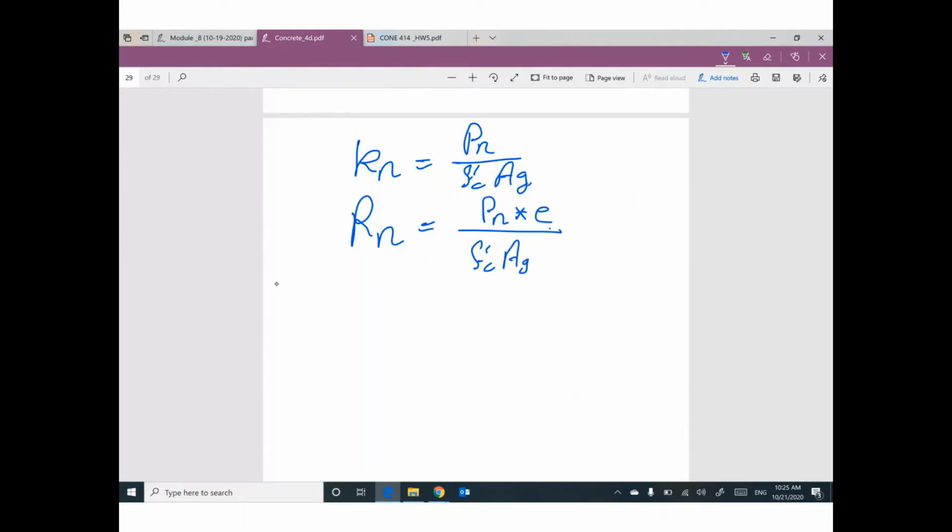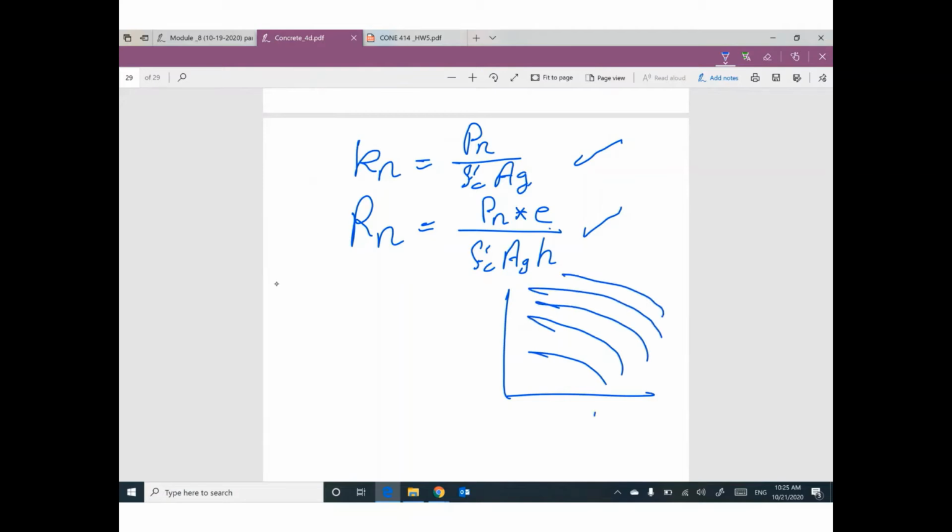From this value and the interaction diagram, I can figure out the value of rho, then the value of area steel.